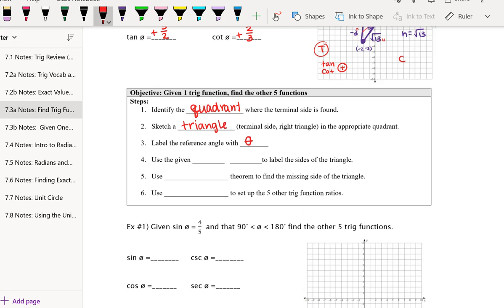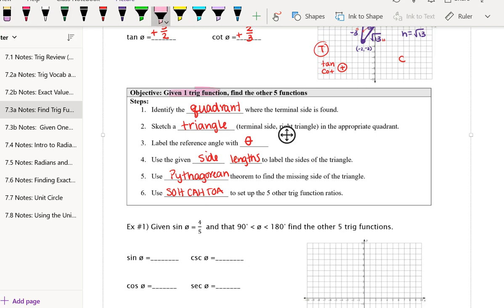We're going to use the given side lengths to label the sides of the triangle. Then you're going to go ahead and use that Pythagorean theorem. And then we're going to use SOHCAHTOA to find the other ratios. So for this scenario, we give you one of the trig functions. So I give you something like sine is this, or cosine is this. And then I want you to find the other 5. So take a look at example number 1.